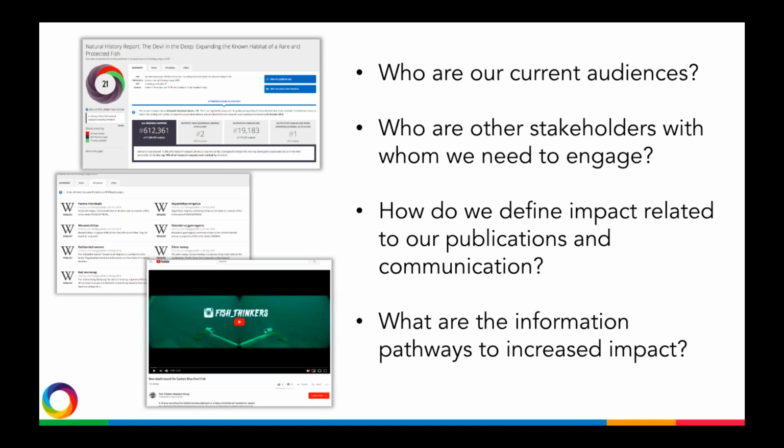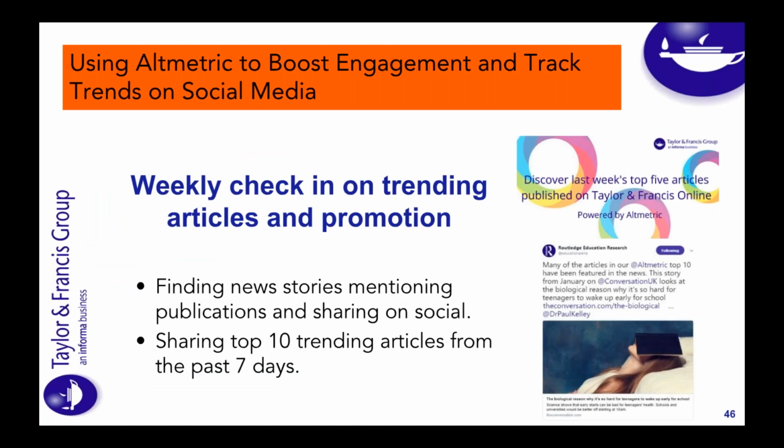And by looking at what's going on across your field or in other titles, they can help you determine what are the information pathways to increased impact. How do you get your content noticed, and how do you ensure it reaches the right people? Just a couple of examples of what different publishers have been doing. So Taylor and Francis are a great shining example of altmetric use, really. They do an awful lot in this space. They do a really nice thing, a lot on Twitter we see from them.